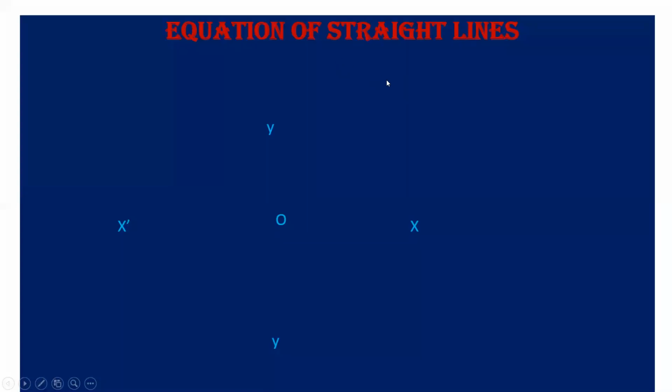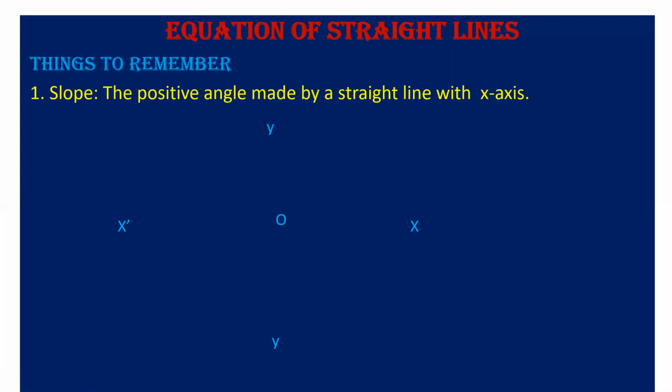Okay, today in this video, I'm going to recall the equation of straight lines which you have done in grade 9. Before we start, we need to remember a few things here. The first thing is the slope. As you know, slope is the positive angle made by the straight line with the x-axis. Let me show you in the figure.